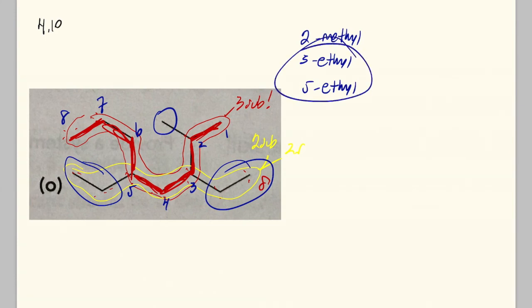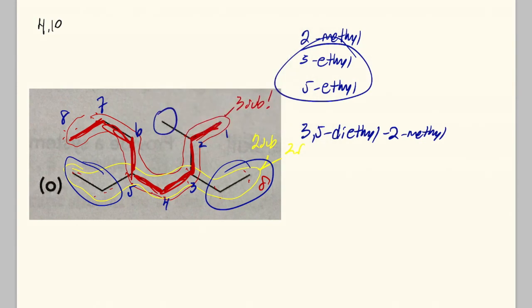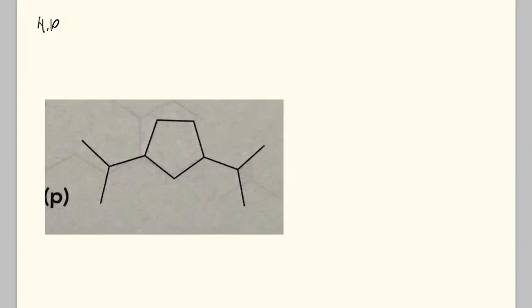So let's look at this. We want to alphabetize. E comes before M. So we want to put 3, 5. And then we use di when we have two substituents. So we want to do diethyl. And then we want to do 2-methyl. And then, as we've been learning, 8 carbons in the longest chain is going to be an octane. Okay. I just want to remind everybody that we alphabetize based on the E of the ethyl group and the M of the methyl group, not the D of the di or the T of a tri if you had a tri. Okay? So that's the name of this molecule.